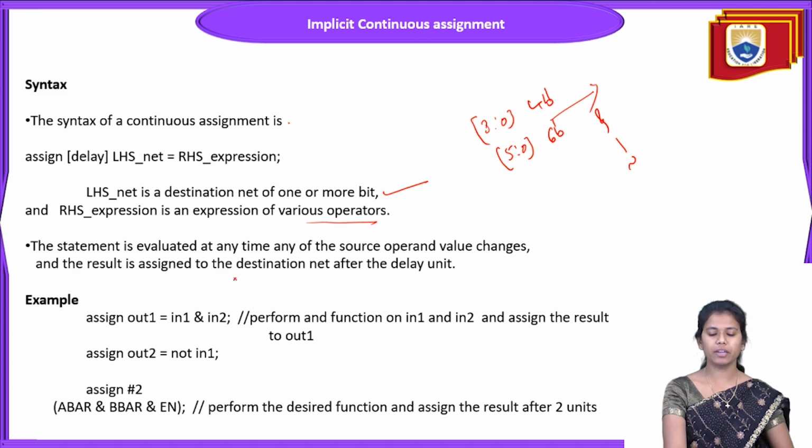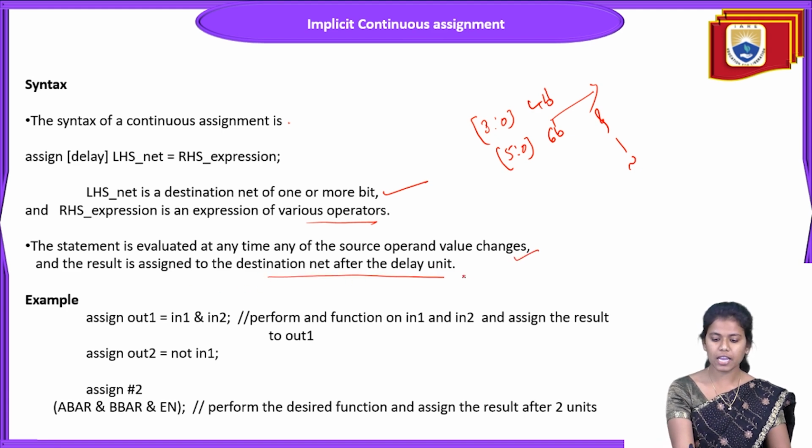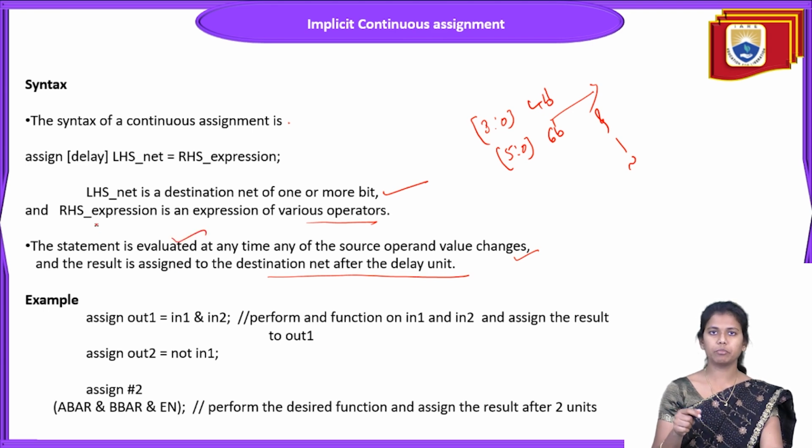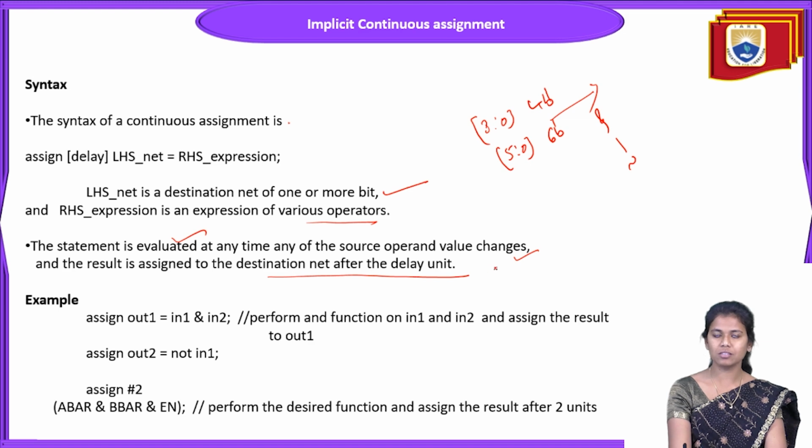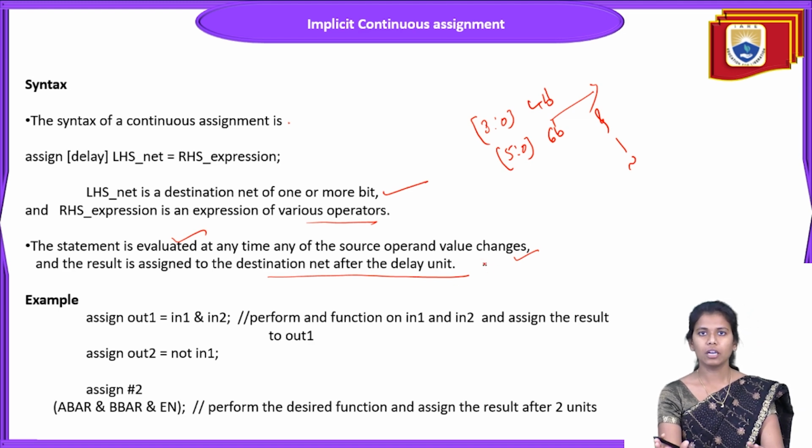The statement is evaluated any time a source operand value changes, and the result is assigned to the destination after the delay unit. So the continuous statement will be evaluated whenever any source operand changes, and the result will be assigned to the destination later on. After sorting out the delays, the result is assigned to the destination with the right representation of the delay, that is, how much delay the input carries and how much delay the output has.